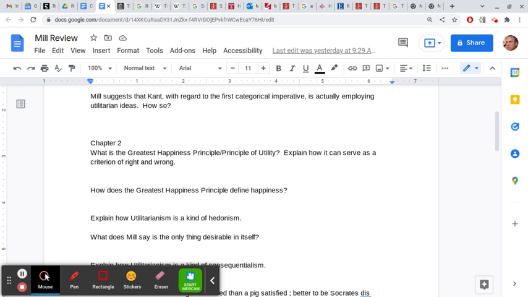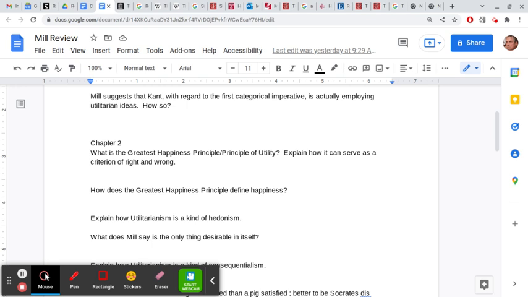Really, it's a matter of remembering that we're talking about casuistry here. We're talking about the application of general principles to particular cases. And the greatest happiness principle is that general principle. How does the greatest happiness principle define happiness? Well, that's just basic too, right? He comes out and says it.